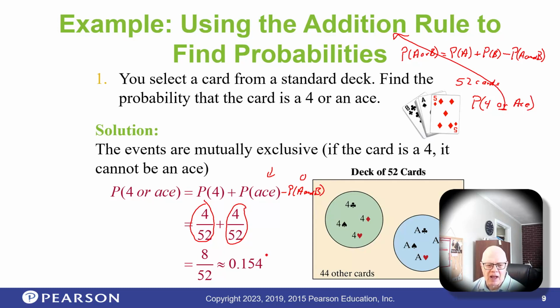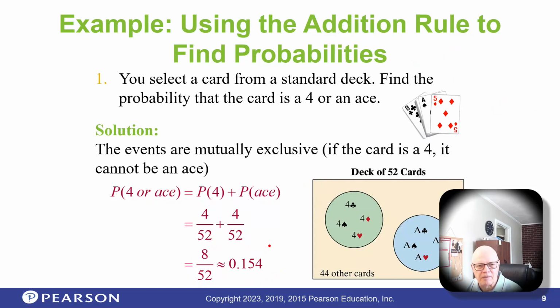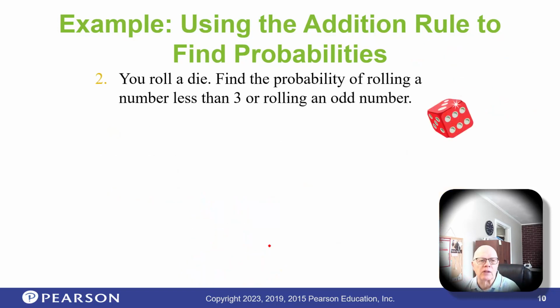Just add those up. I would highly suggest using a calculator for this one. It's possible without, but it's not a whole lot of fun. We want some of this to be fun, right? All right, let's try another one. You roll a die. Okay, I've got a good picture this time. I've only got one die showing. What's the probability of the number on that being less than 3 or an odd number when you roll the die?